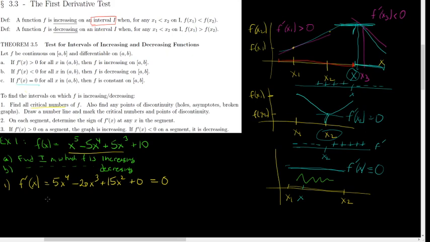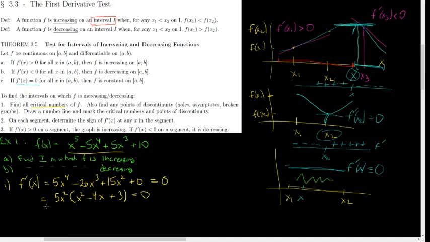So how do we solve this equation? Usual way. Let's factor out the greatest common factor. The GCF is 5x squared. So when you divide, you just get x squared minus 4x plus 3 equals 0. Right?